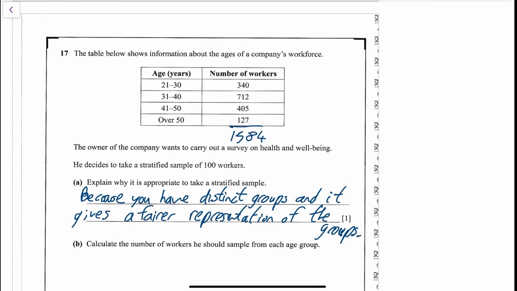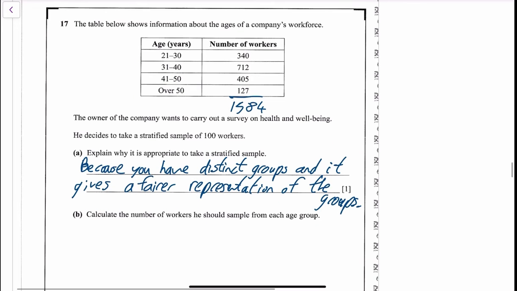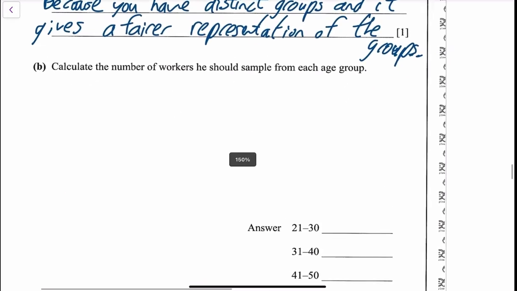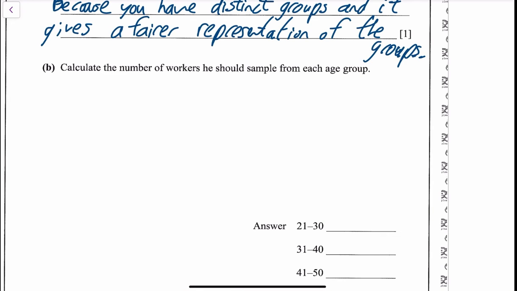But I think really why you want to take a stratified sample here is because you have distinct groups. It's not always that you would have distinct groups in a population, but in a school, for example, you might have years 8, 9, 10, 11, 12, 13, 14, whatever. So you would have distinct groups. And here you have distinct groups. You have this group of people, this group, and this group. So you've got those 4 distinct groups. So here, calculate the total number of workers he should sample.